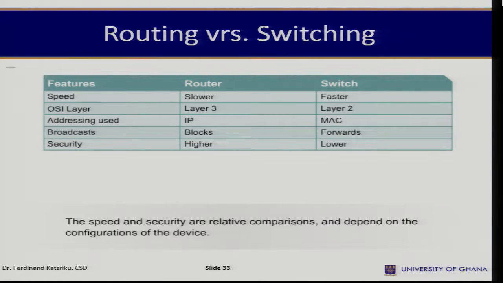The table here shows you some features of both routers and switches, and tries to compare them. So if you take speed, for example, how does a router compare with a switch? If you take the OSI model, the difference, and so on.